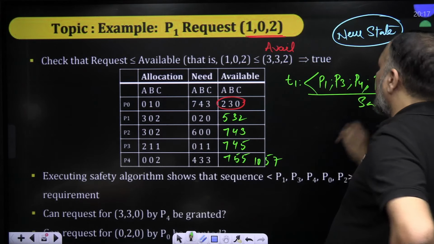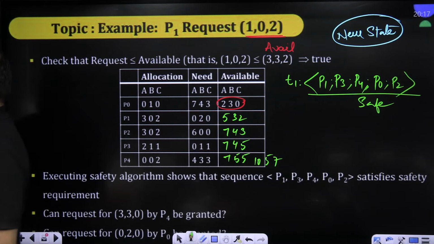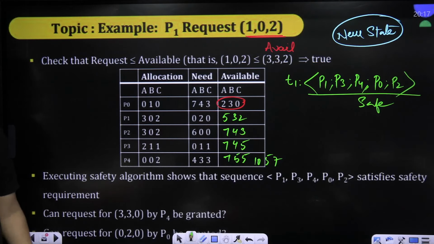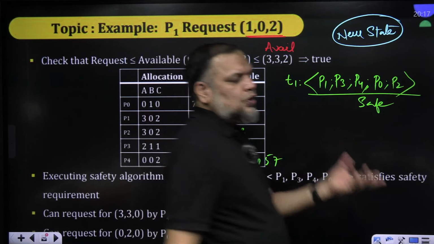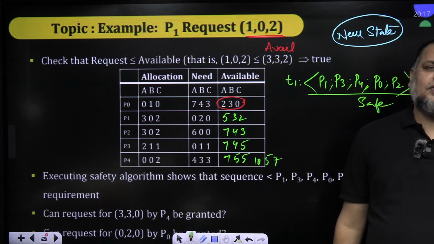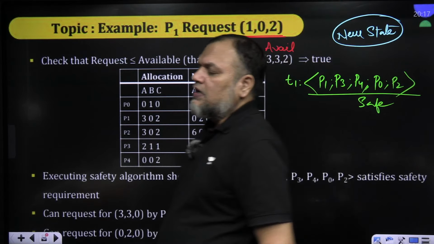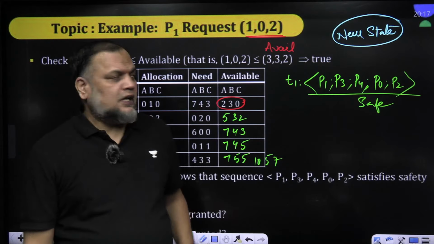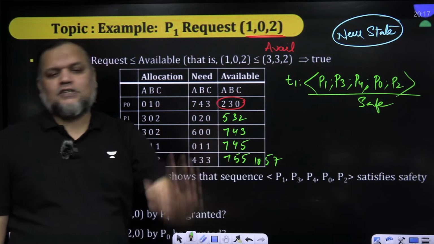So kehne ka matlab ye hai, agar hum ye request grant karenge, tab bhi hamara resulting state of system is safe. So therefore, we are granting. We grant. Agar resulting state of system safe nahi rahega, to hum grant nahi karenge. Ye hai basic notion. The main ideology of banker's algorithm is the request of any process like P1 will be granted only if the resulting state after satisfying the request is safe.